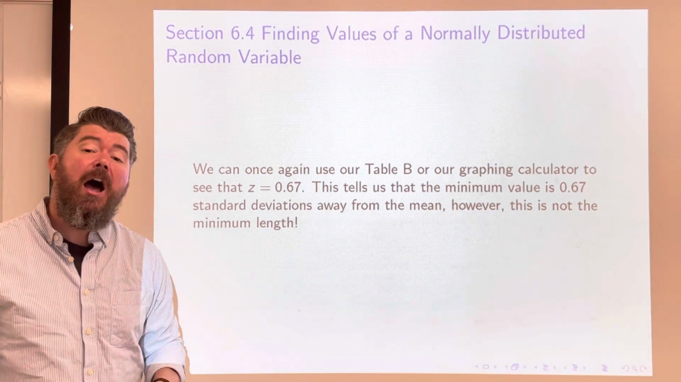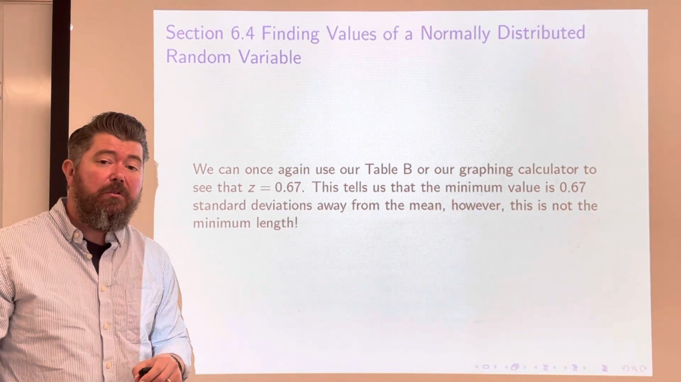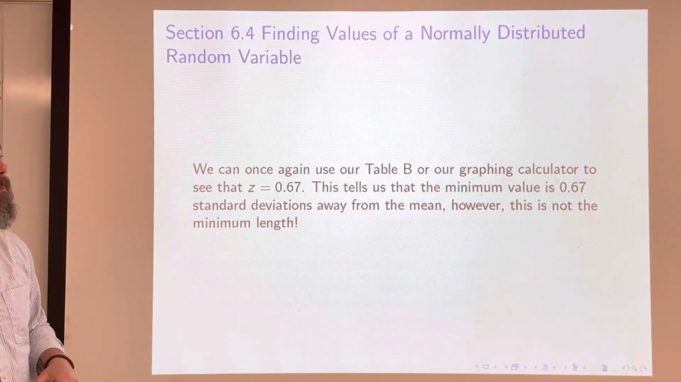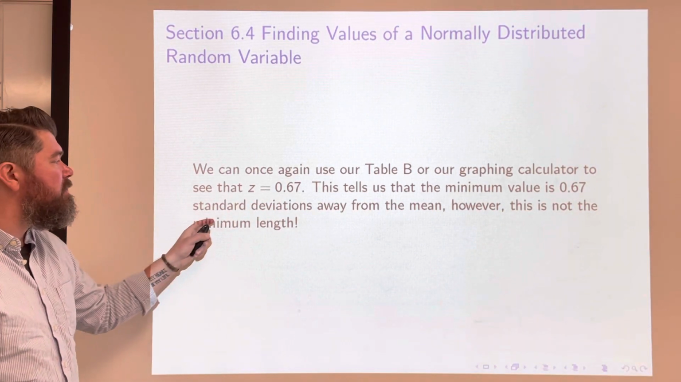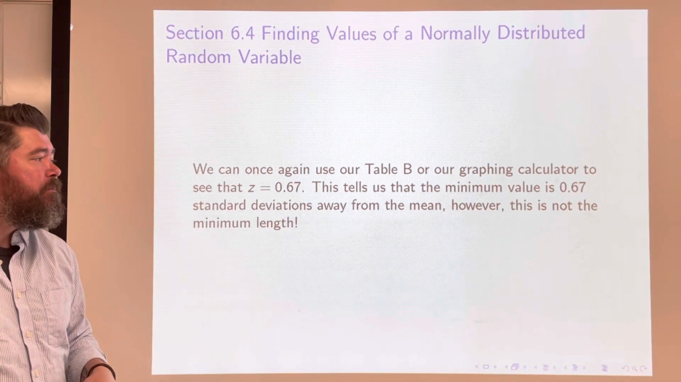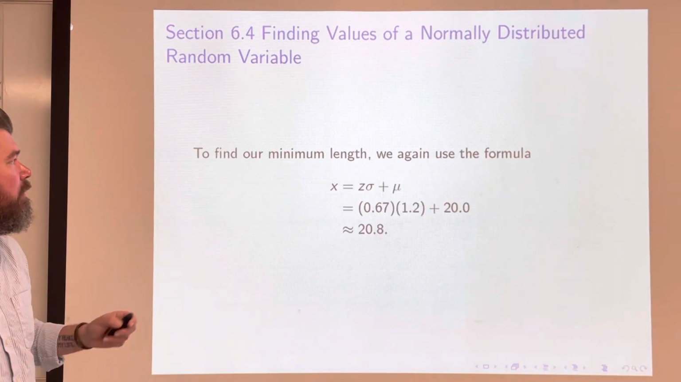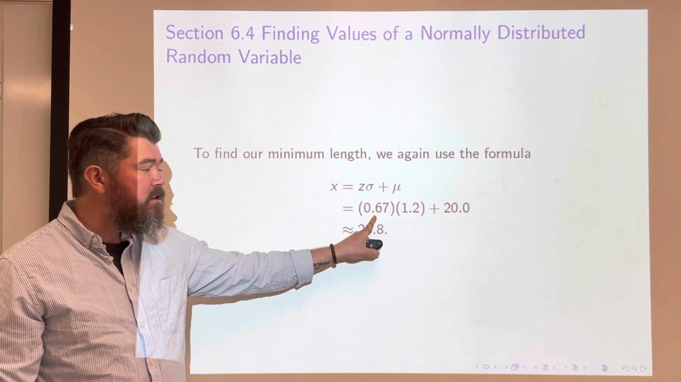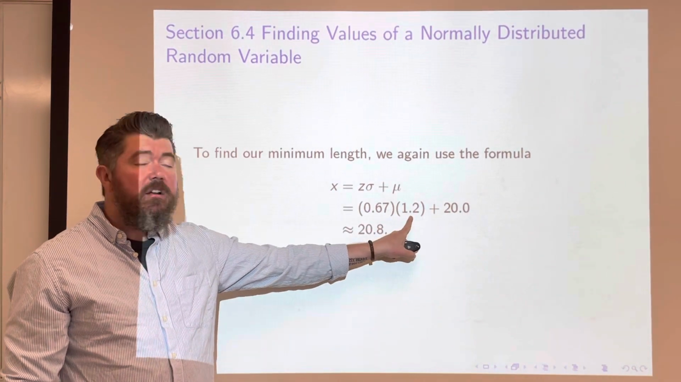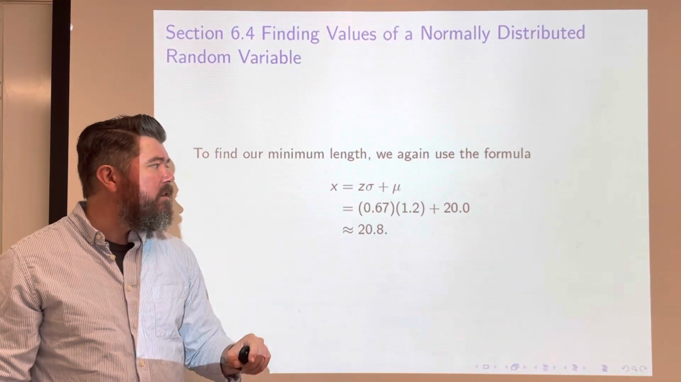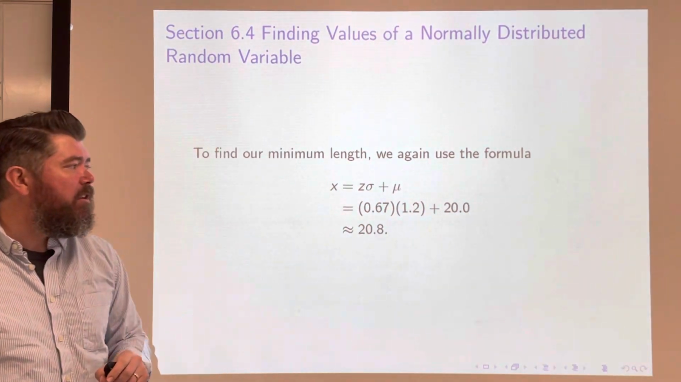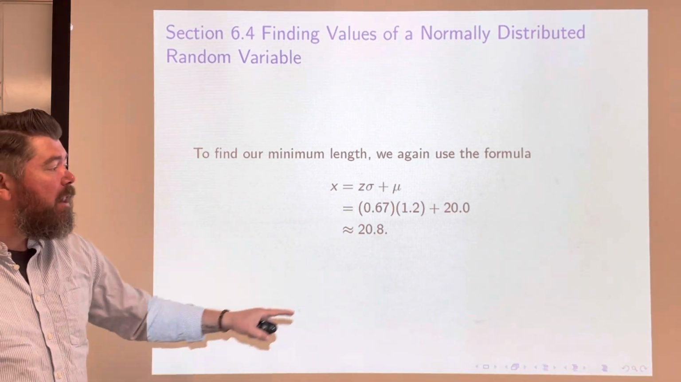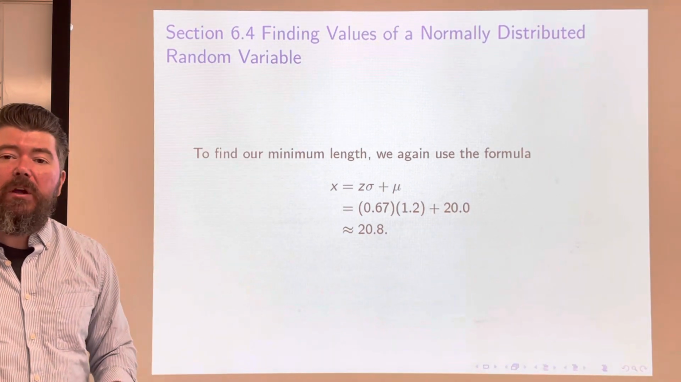Now, you give this a try and make sure that you get this value. If not, please email me or post in our discussion board. This tells us that the minimum value is 0.67 standard deviations away from the mean. However, this is not the minimum length. To find our minimum length, we again use our formula. So we have our z value, 0.67. Our sigma was given in our problem as 1.2. And our mean, mu, was given in our problem as 20.0. So calculating this, we see that the minimum length for the cutoff is 20.8 inches.